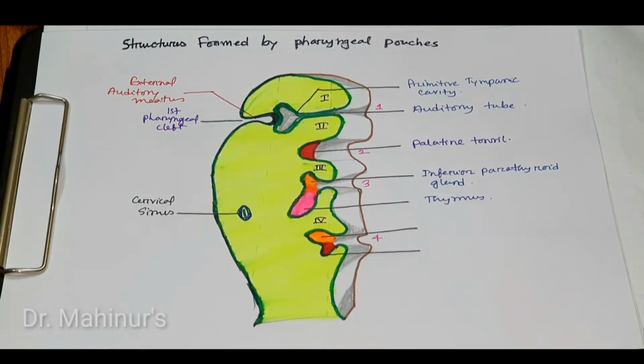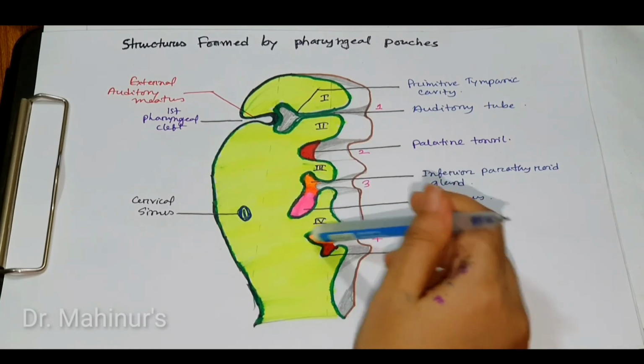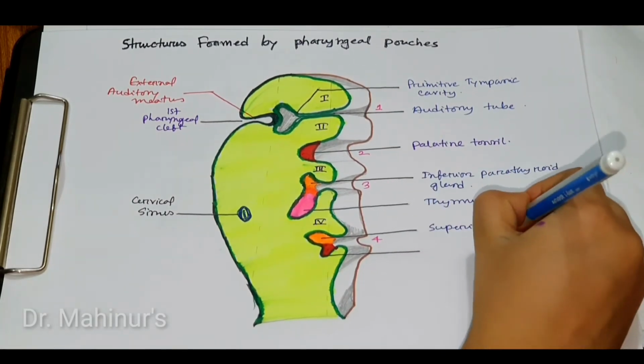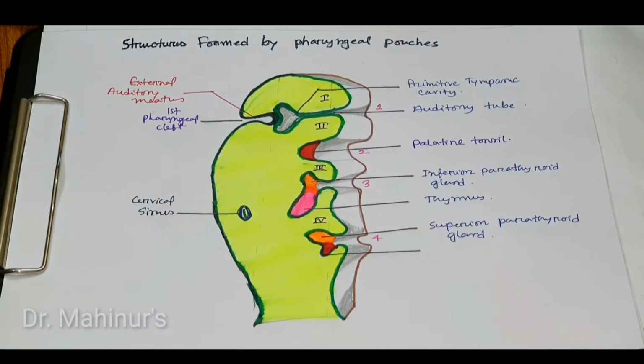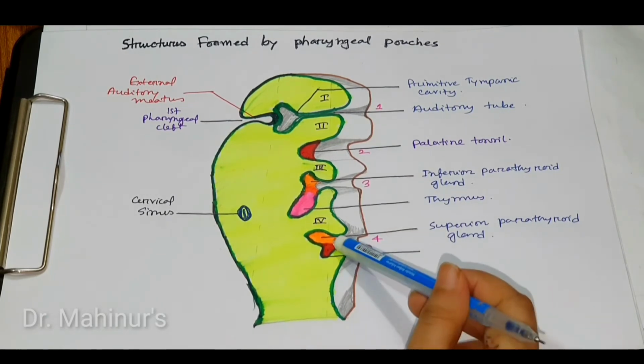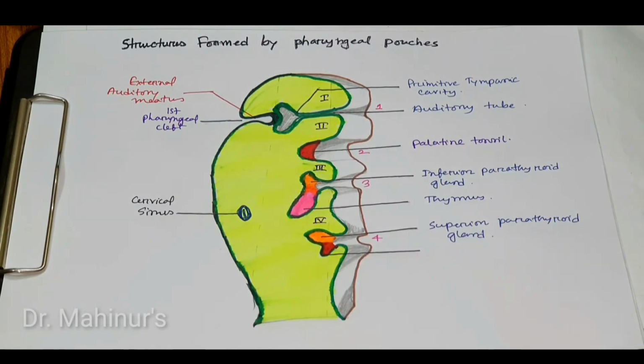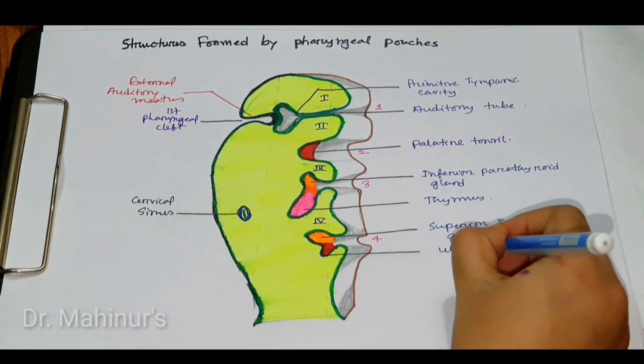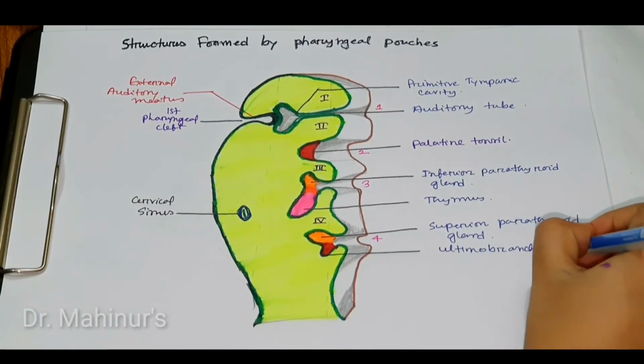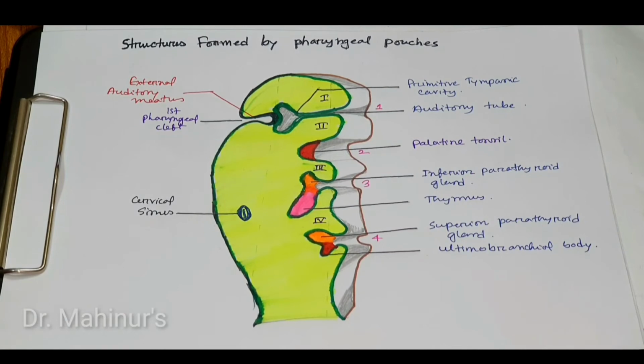Coming to the fourth pharyngeal pouch, the epithelium of the dorsal wing of the fourth pharyngeal pouch forms the superior parathyroid gland. The fifth pharyngeal pouch, which is the last to develop, is usually considered to be a part of the fourth pouch. It gives rise to ultimobranchial body. This ultimobranchial body is later incorporated into the thyroid gland. So these are the structures that are formed by the pharyngeal pouches. Coming to another diagram.